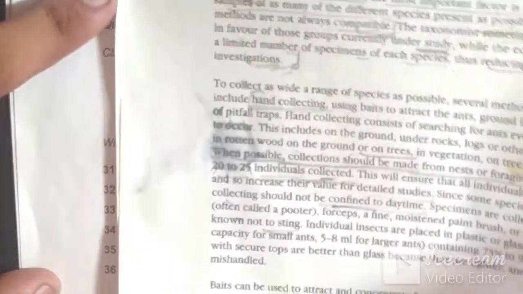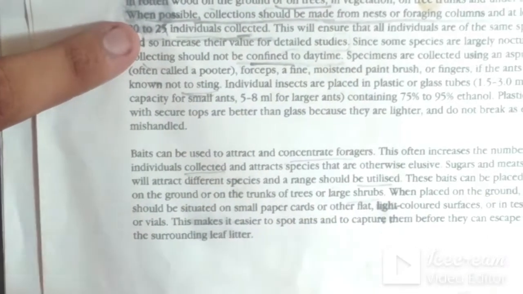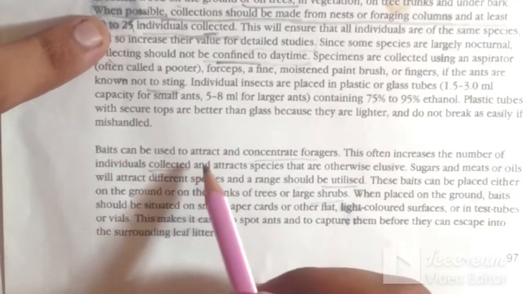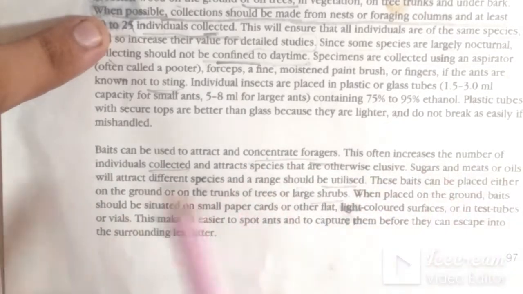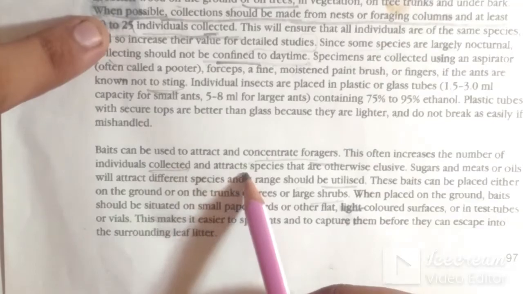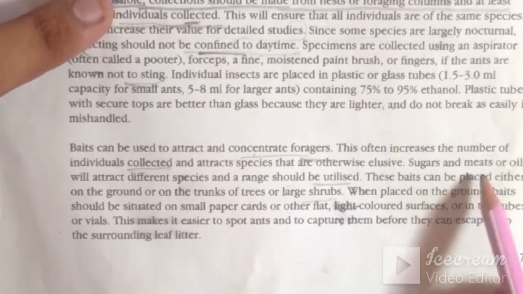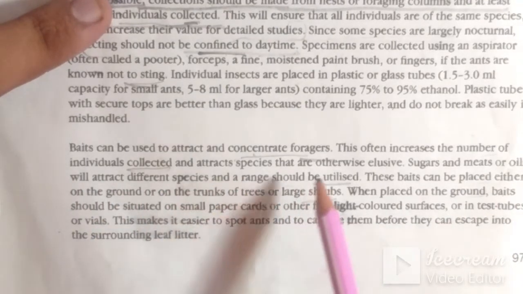सो लेट्स जस्ट ट्राई another question if we get from here. We have read this passage, now we are gonna sort of do this one. Bait can be used to attract the concentrated foragers. This often increases the number of individuals collected and attracts elusive species. Sugars and meats or oil will attract different kinds of species. A range should be utilized.